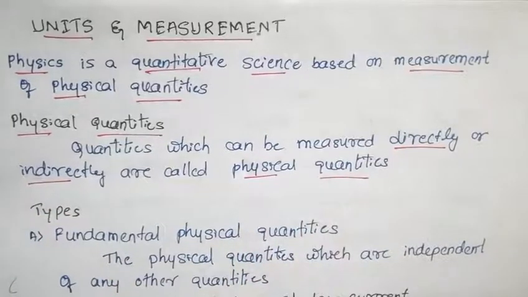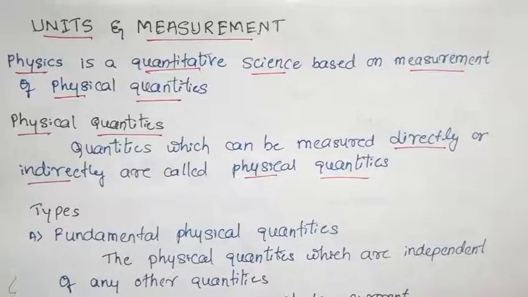Sir, what is the meaning of directly or indirectly? The best way of telling this is to look at the examples around you. There is a table or anything. You want to measure the length of it. Then what do you do? You take a scale or a tape and put it on the table and measure it. That means it is the direct method.